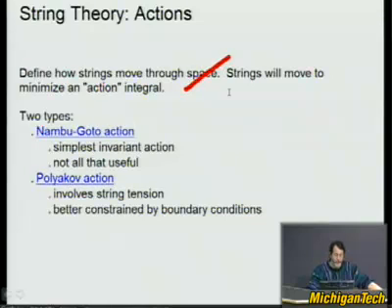So two types of action are usually debated: the Nambu-Goto action, the simplest invariant action, which is shown to be simple but not all that useful, to my understanding. The Polyakov action is better, is constrained by boundary conditions, involves string tension, and is more typically used.